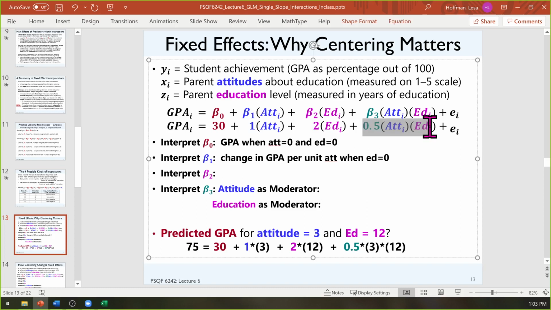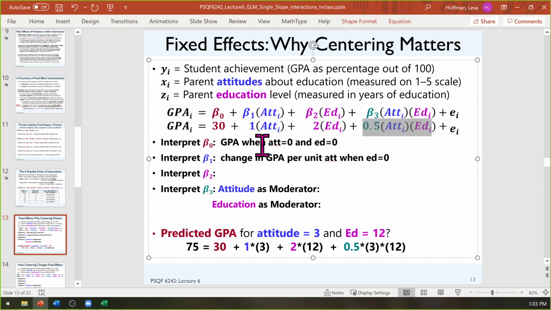So without the interaction term, beta 1 is the effect of attitudes holding education constant, and beta 2 is the effect of education holding attitudes constant. So that's what I refer to as a unique effect, but marginal, because it applies to everyone in the sample.